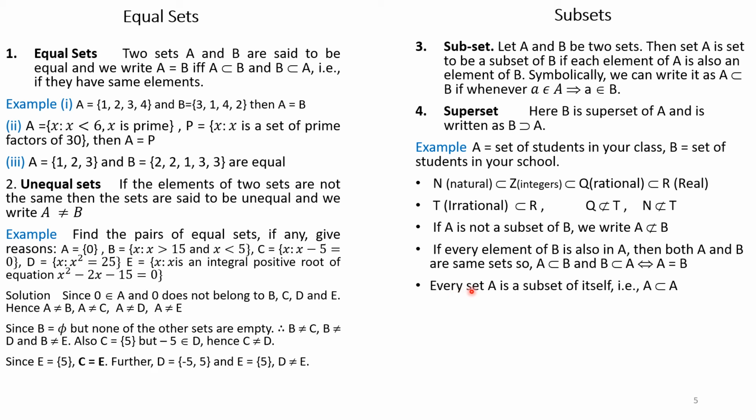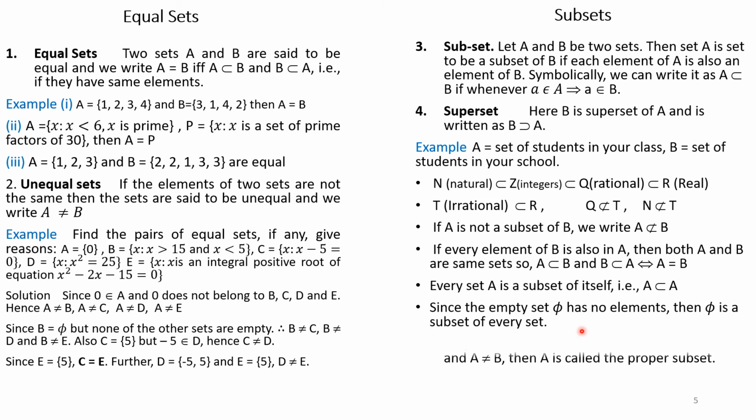Every set A is a subset of A itself. These are the properties of subsets. That is, A is a subset of A itself. Since the empty set phi has no elements, phi is a subset of every set. So phi can be added because it has no elements. It can be added to every set. Phi is a subset of every set.